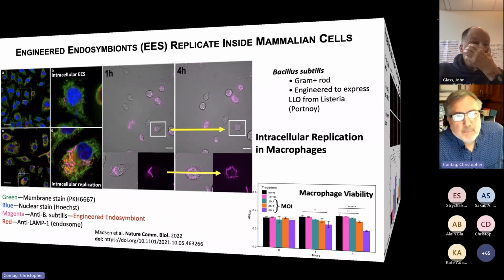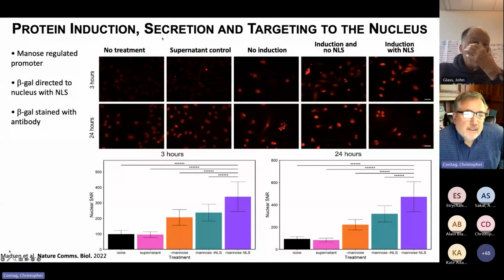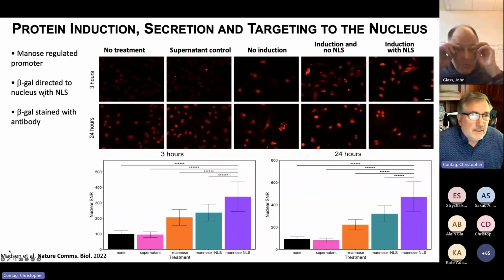We then needed to demonstrate that we could get a bacterial protein expressed, secreted, and then targeted to the nucleus. To do this, we used the mannose-regulated promoter to drive expression of beta-galactosidase, and we put it into these cells either with a nuclear localization signal or without. So most of this is showing the controls.